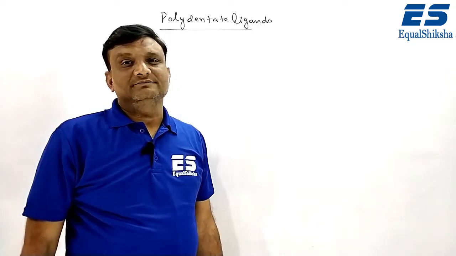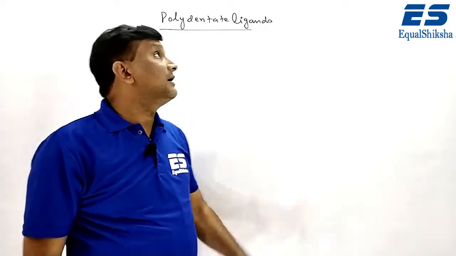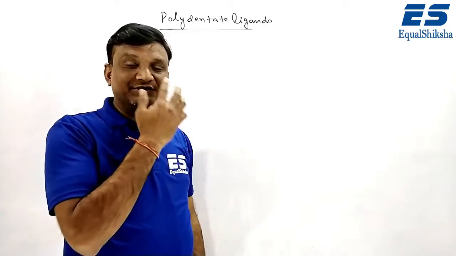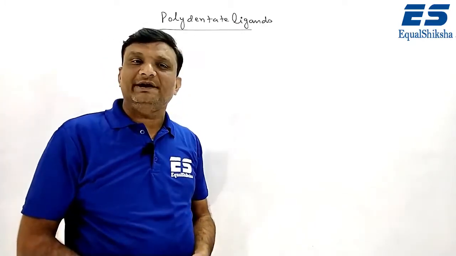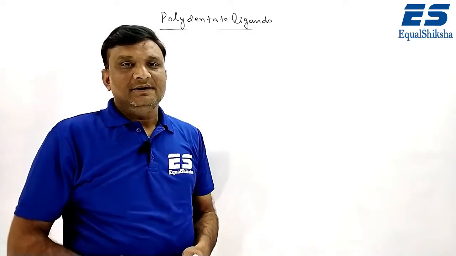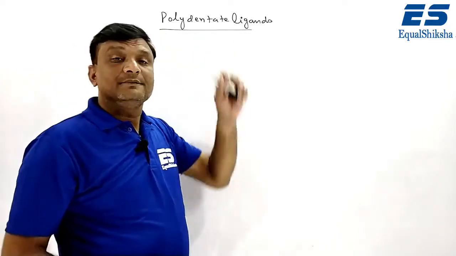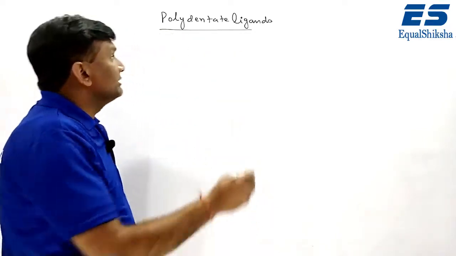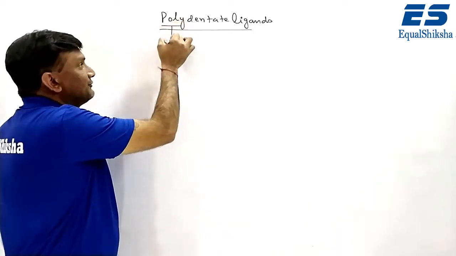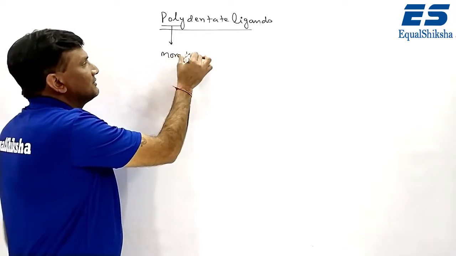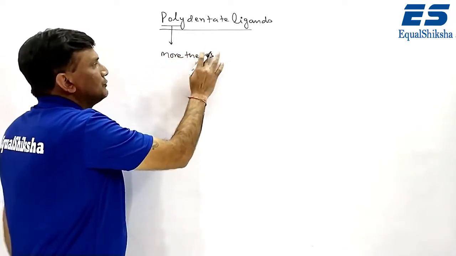Welcome to Equal Shiksha. Today we will discuss polydentate ligands. In the previous lecture we discussed monodentate and bidentate ligands. Now we will start with polydentate ligands. Poly is a tricky word which means more than two.